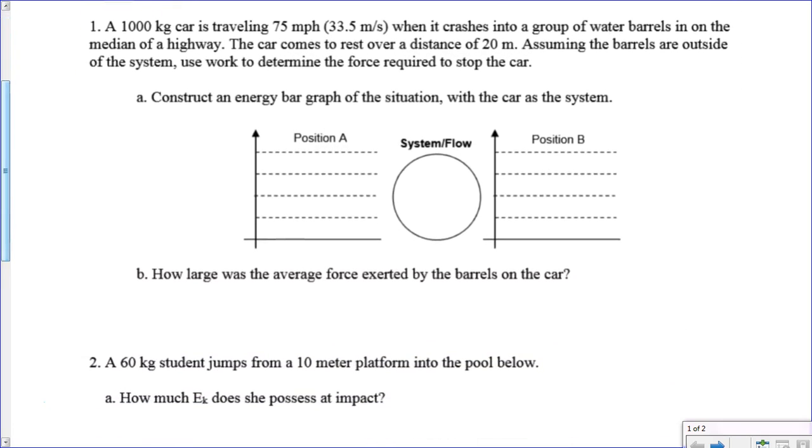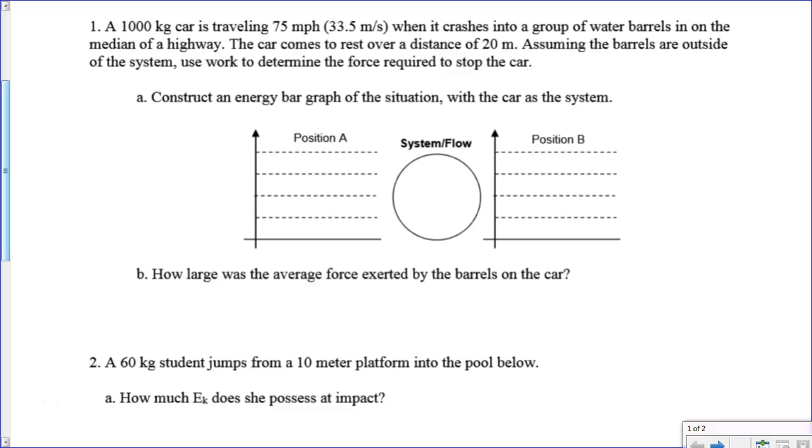So this first one here, we have a 1,000 kilogram car. It says it's traveling 75 miles per hour at 33.5 meters per second, when it crashes into a group of water barrels on the median of a highway, and it comes to rest over a distance of 20 meters. I'm assuming the barrels are outside of the system. And so basically what's inside the system is the car.